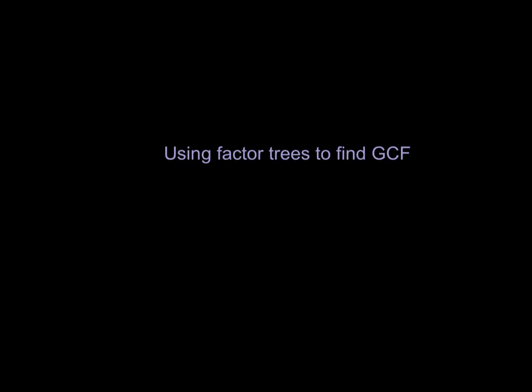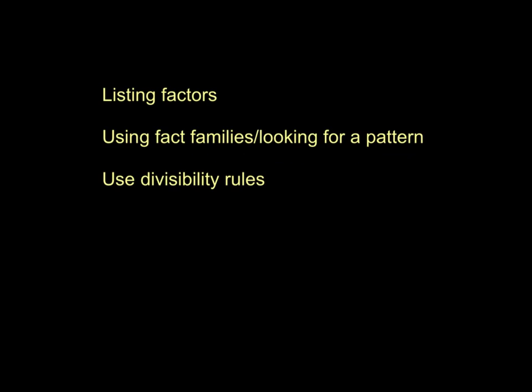Today we're going to learn about using factor trees to find the greatest common factor. Yesterday we reviewed 3 ways that you can find the greatest common factor. You can list the factors of a number and look for common factors. You can use fact families or look for a multiplication or division pattern, or you can use divisibility rules to help you find the greatest common factor.